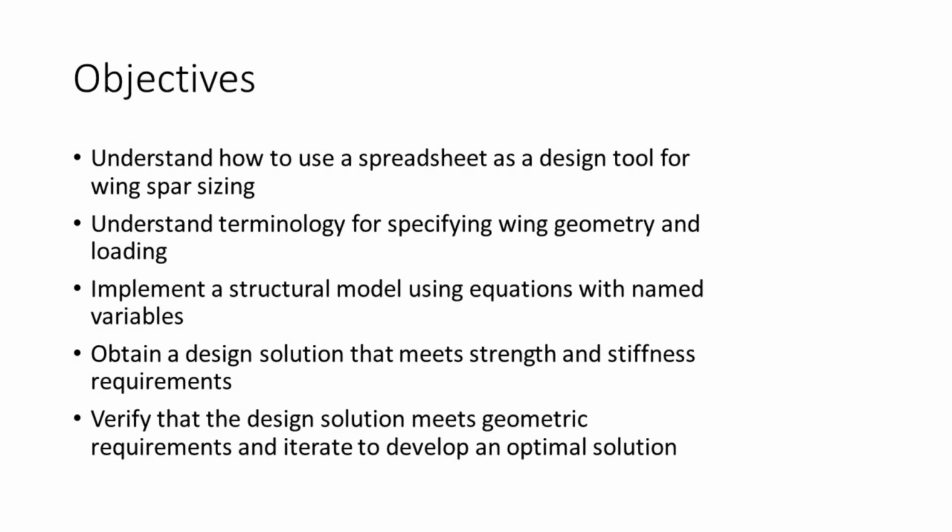The objectives of this tutorial are to understand how spreadsheets are used as interactive design tools, to understand terminology for specifying wing geometry, to implement a structural model using equations, using named variables, to obtain a design solution that meets strength and stiffness requirements, and finally to verify that the design solution meets geometric requirements and to iterate to develop an optimal solution.